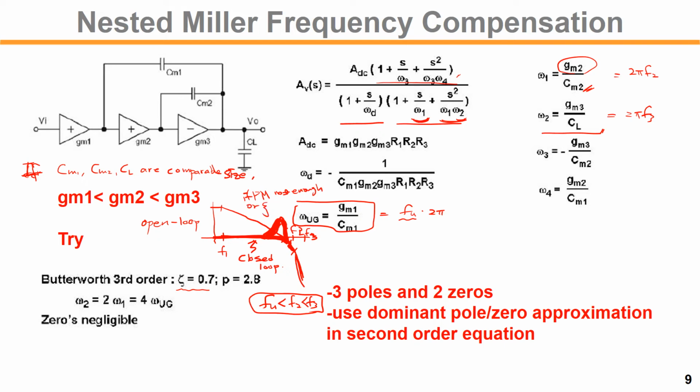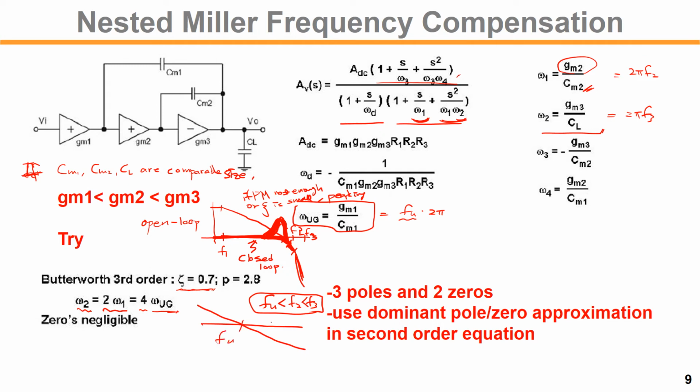Or the damping factor is not large, right? Then we have the peaking there. So to avoid that, let's say 0.7, then we have to design such that the second pole frequency is 2x larger than omega 1, the first non-dominant pole, and then 4x larger than omega u.